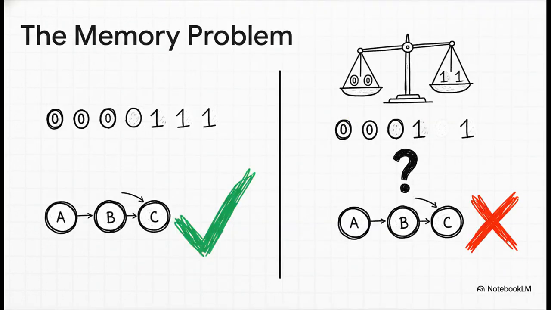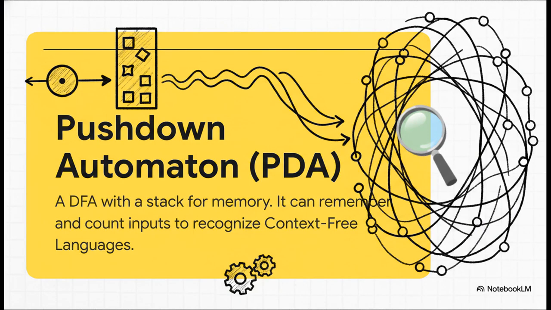Here's the problem in a nutshell. Look at this first language, L1. It's just a bunch of zeros followed by a bunch of ones. Any number of each. A simple DFA can totally handle that. No problem. But now look at L2. This one requires the number of zeros to equal the number of ones. And to do that, you have to count them and remember the count. And that, right there, is where our little DFA just throws its hands up and says, I can't do it. So what's the hero of this story?